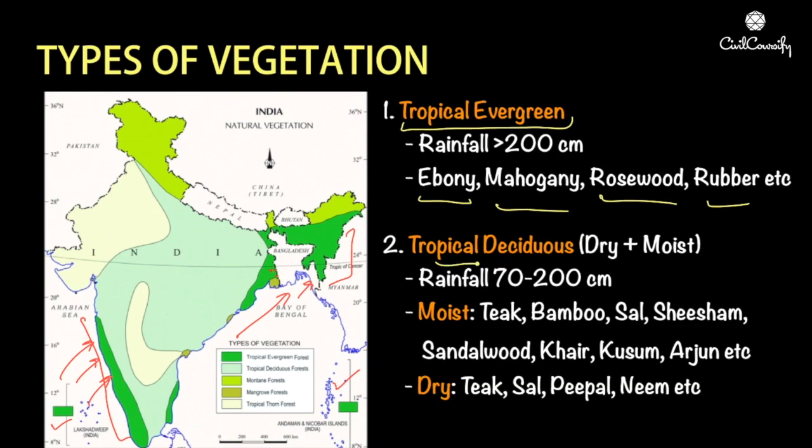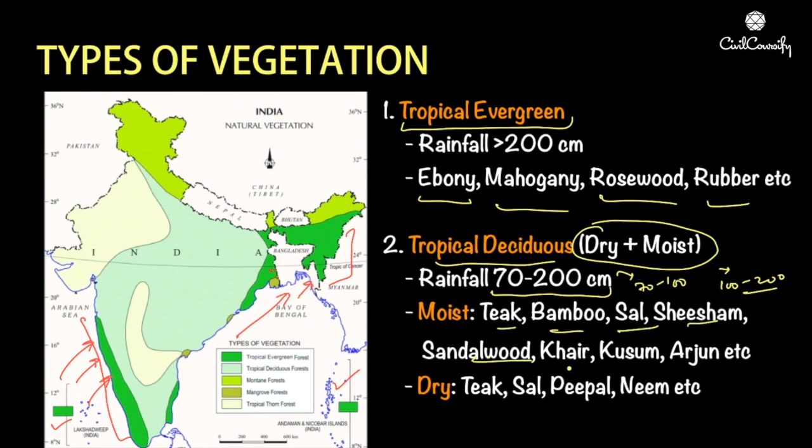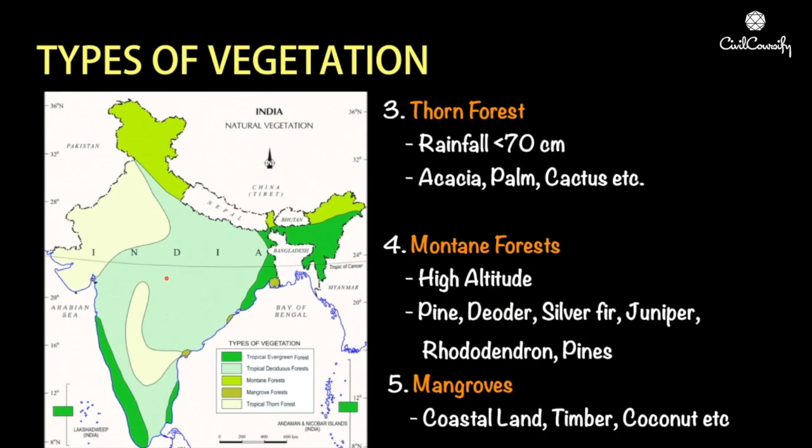Next is tropical deciduous forest. They are further divided into dry and moist tropical deciduous forests. The rainfall range for tropical deciduous is 70 to 200 centimeters, whereas it is 70 to 100 for dry and 100 to 200 for moist deciduous forests. In the moist deciduous forests, the vegetation we get is teak, bamboo, sal, shisham, sandalwood, kher, kusum, arjun, etc. And for dry deciduous forest, the vegetation would be teak, sal, peepal, neem, etc. As you can see in the map, most of the area in India is under the deciduous forest type.